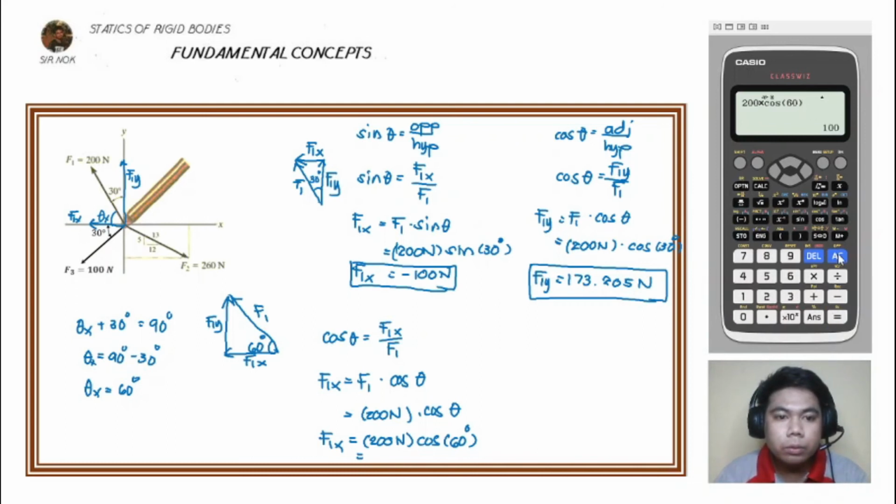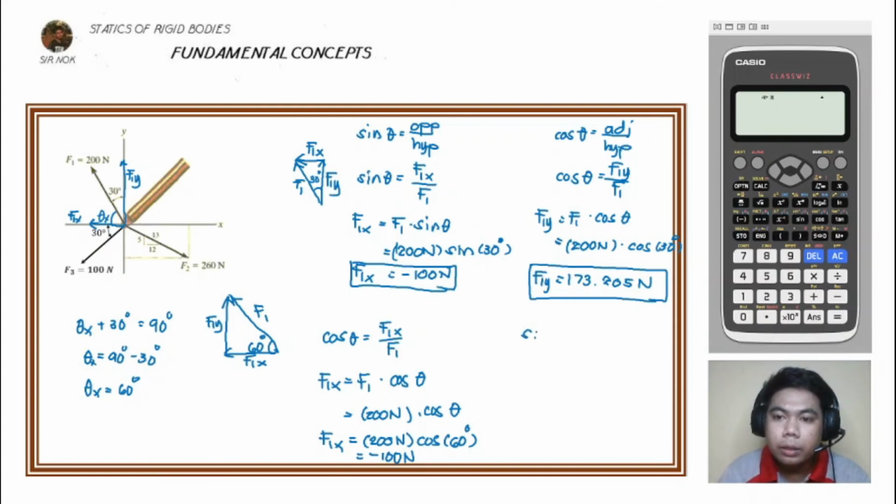So that is equal to 100. So the x component is to the left, so F1x is negative 100 Newton. Same lang din yung nakuha natin sa unang solution. So next, F1y, that is the opposite side of the angle.